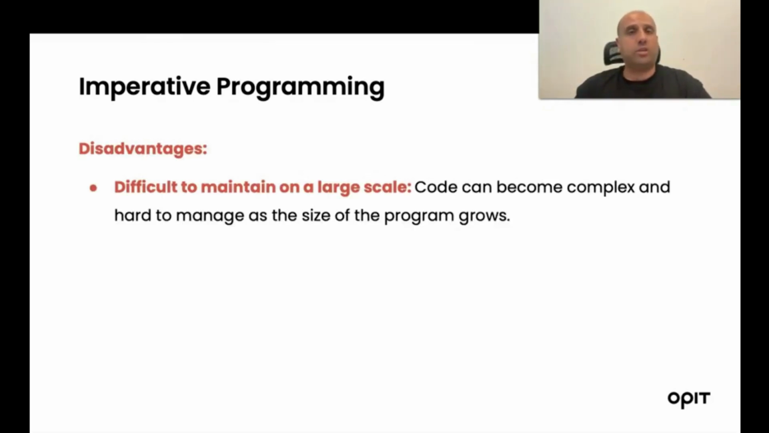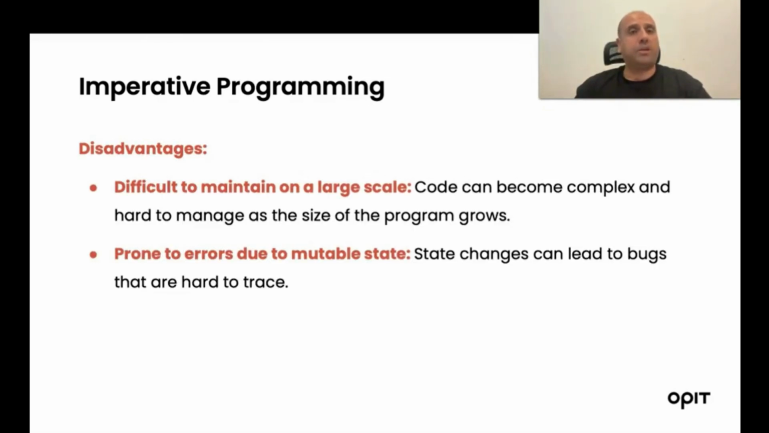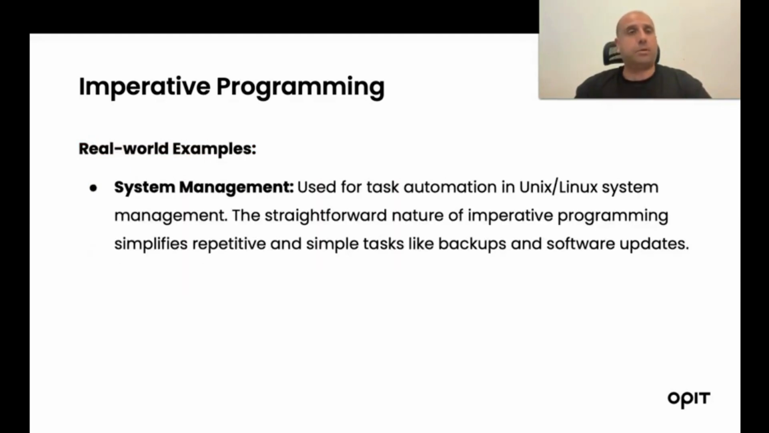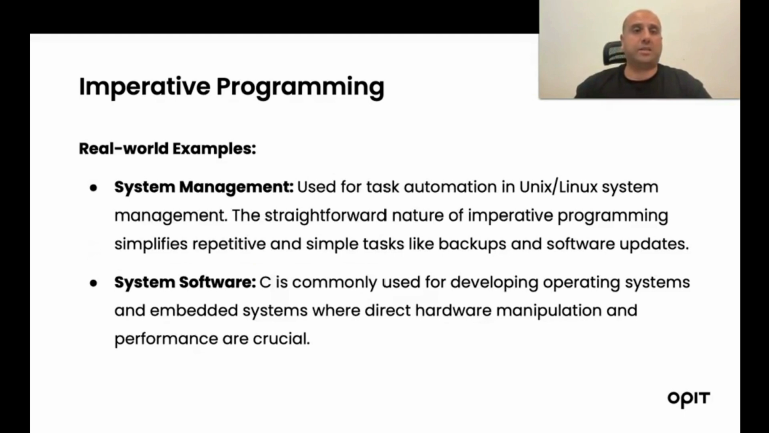However, we have two disadvantages: it is difficult to maintain on a large scale, because code can become complex and hard to manage as the size of the program grows, and it is prone to error due to mutable state, because state changes can lead to bugs that are hard to trace. Some real-world examples: we have system management as well as system software.